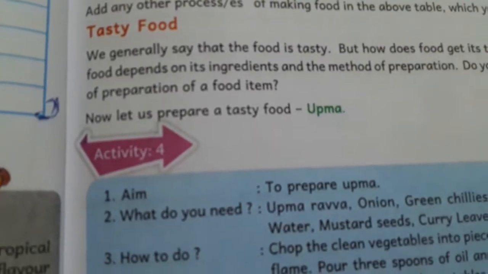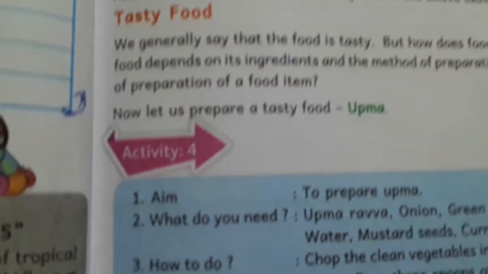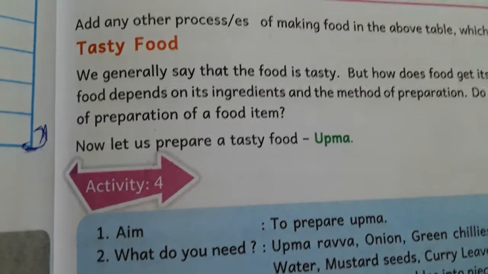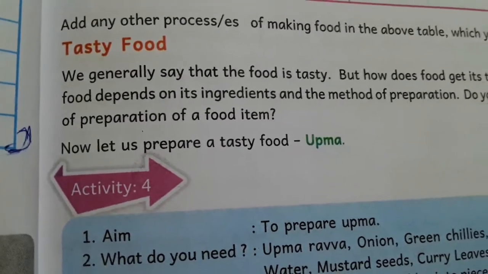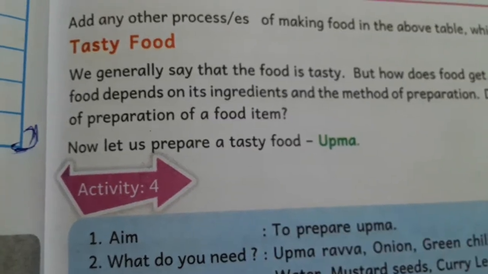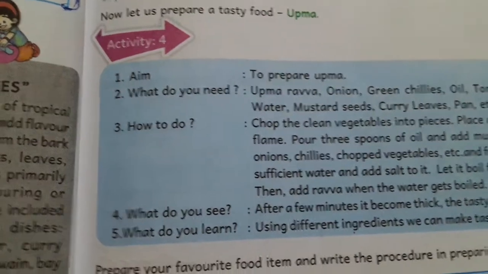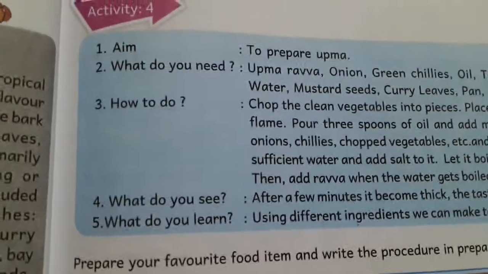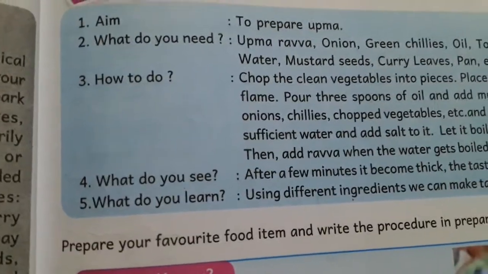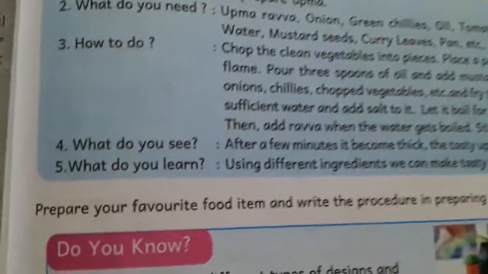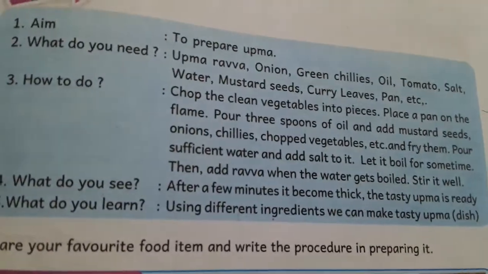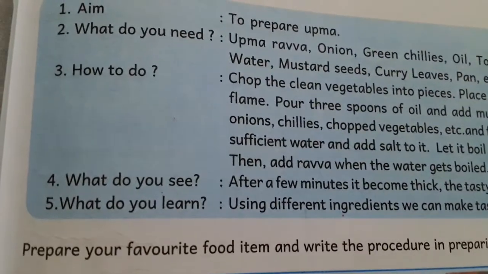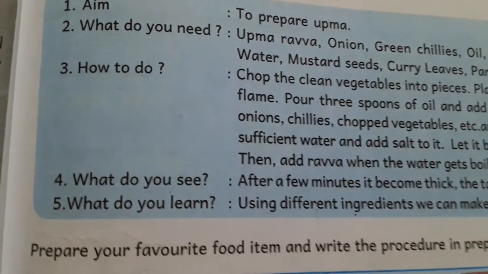And coming to that particular food item, how will the taste come? The taste will depend upon the particular food ingredients and also the process of preparing the food item. They have given how to prepare upma. They have given the aim, what do you need, how to do it, what do you see, and at last what do you learn. Prepare your favorite food item and write the procedure for preparing it. And you have to write your favorite food item in your CW book.